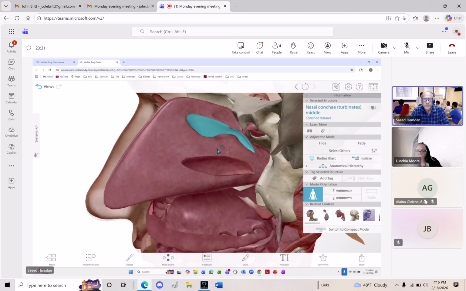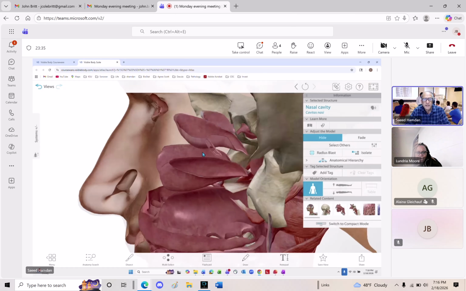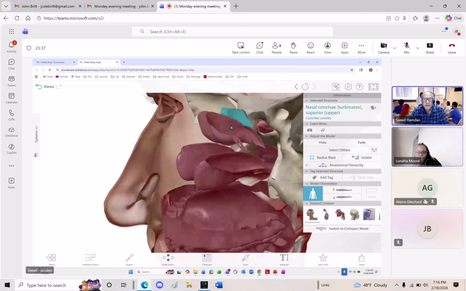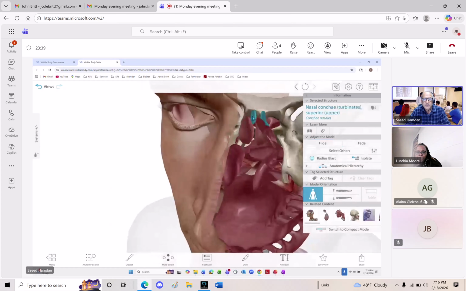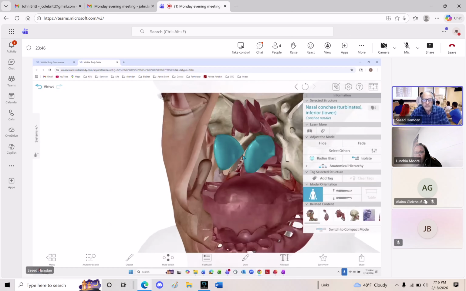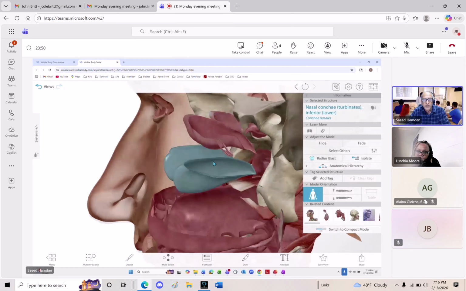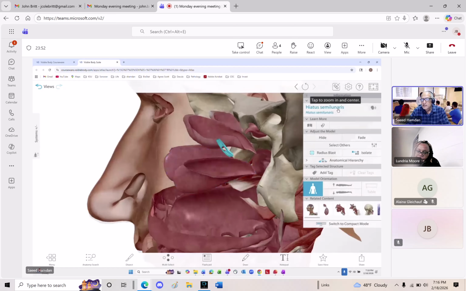So now if I hide this, you will be able to see them very well. See, there are shelves. That's the superior one. This is the middle, and this is the inferior. Basically, these are the shelves. Okay, and this here is going to be one of the openings. This is called the hiatus semilunaris, which you have in the list.